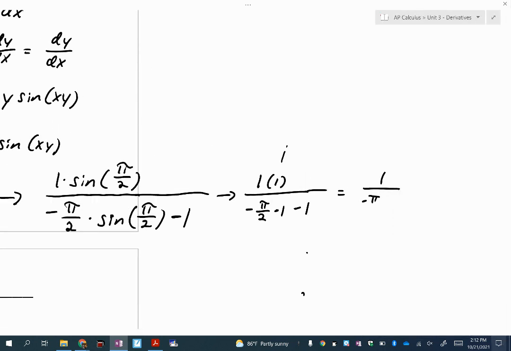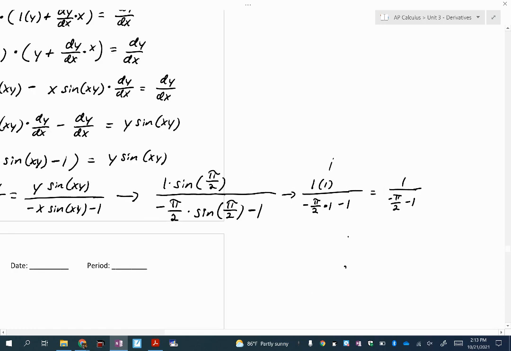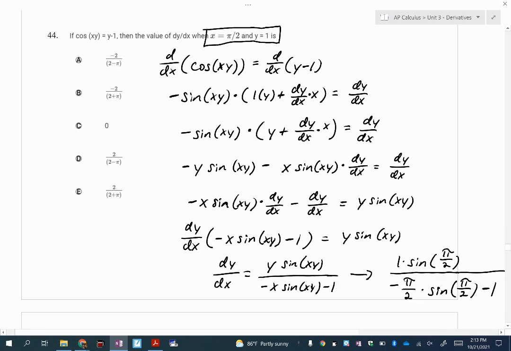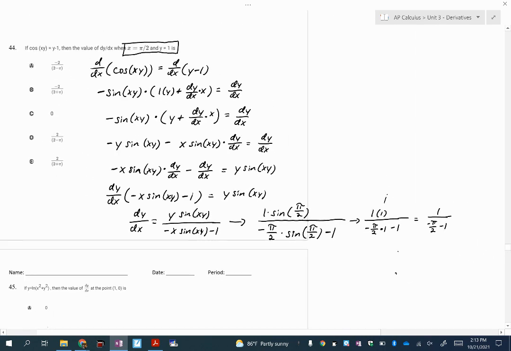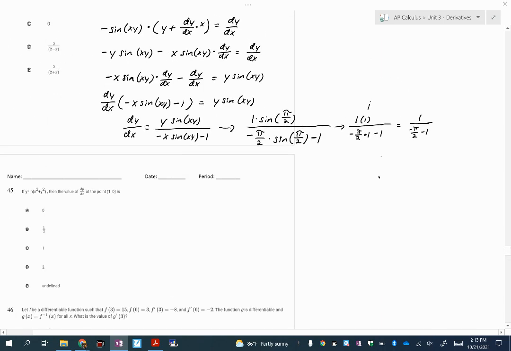Negative pi over 2 minus 1. That's a times. Now, when I look at my answer choices, I don't think I see that. So let me go over here. You'll notice I don't see that for my answer choice.